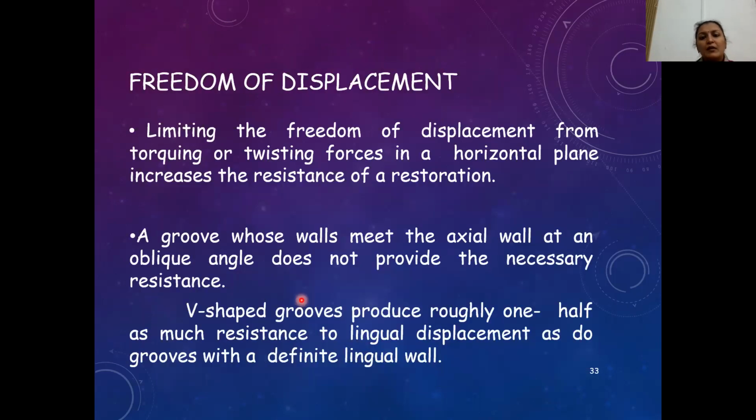Now, limiting the freedom of displacement from torquing or twisting forces in a horizontal plane increases the resistance of a restoration. A groove whose walls meet the axial wall at an oblique angle does not provide the necessary resistance. V-shaped grooves produce roughly 1/2 as much resistance to lingual displacement as do grooves with a definite lingual wall.